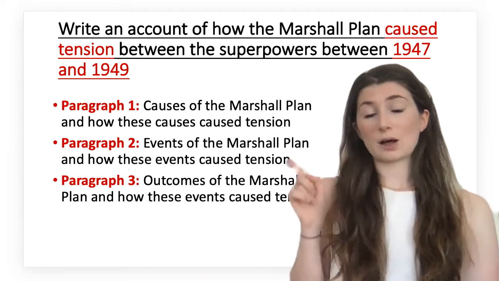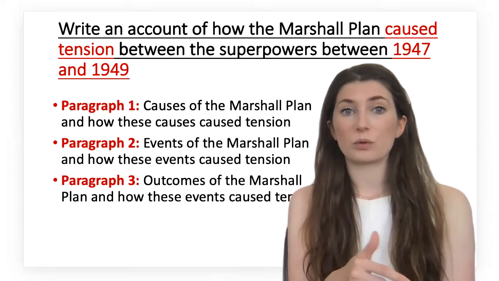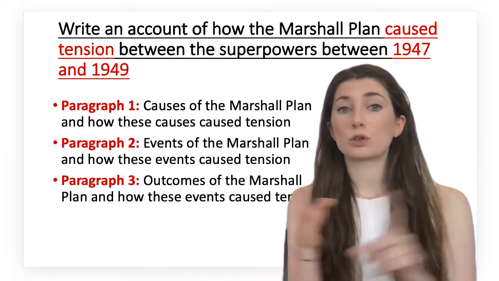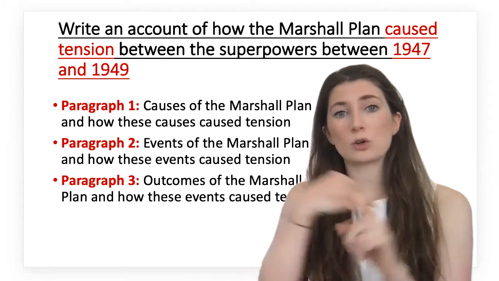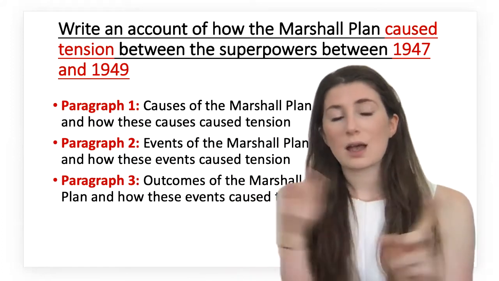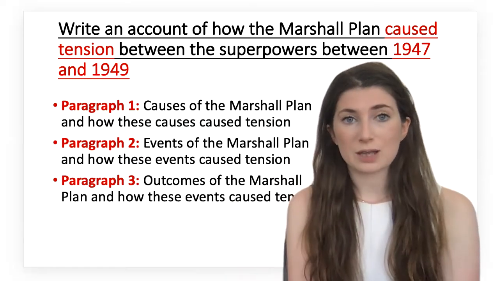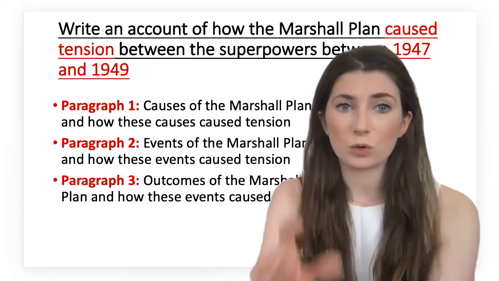So I've just written out a plan for you there, exactly the same, apart from rather than just thinking of what were the events, what were the outcomes, what were the causes, you have to think what were the causes and how did they cause tension? What were the events and how did they cause tension? What were the outcomes and how did they cause tension? Okay, so it's just slightly more complicated.